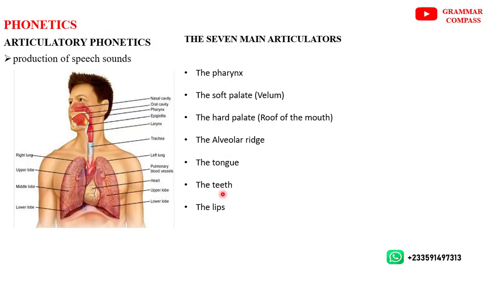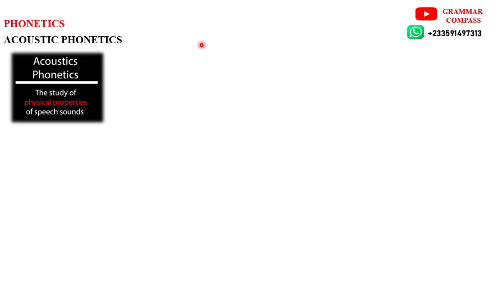So take note that in order to produce a speech sound, you will need all these organs to be present and to be functioning properly. That is articulatory phonetics, how speech sounds are produced. Let us talk about acoustic phonetics, that is the study of the physical properties of speech sounds. We are going to talk about the properties of speech sounds once the sound has been produced.